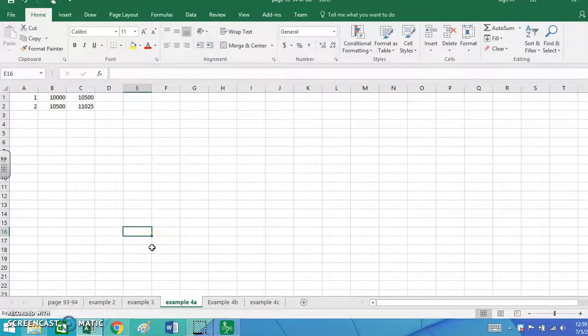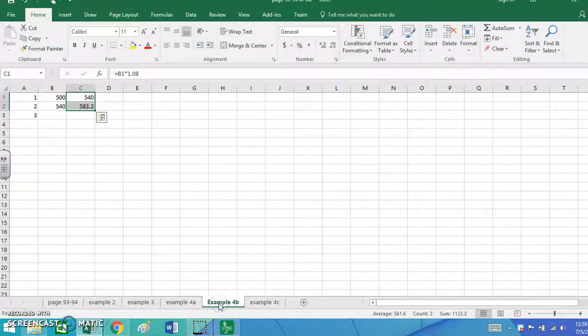Okay, so going back to my spreadsheet, if I look at those examples, here's example 4A. In example 4A, there were 2 periods, 1, 2. I started off with $10,000. I collected 5% interest, and I did that twice, and that's how I'm getting that $11,025.